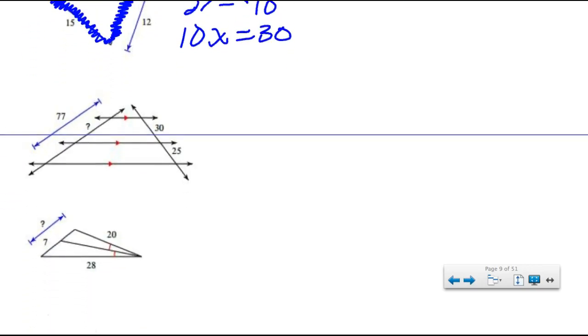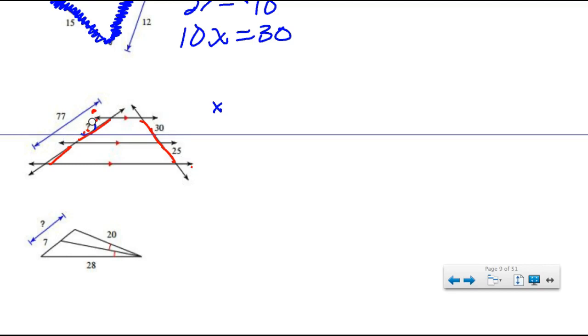On the next one, same thing. I'm going to set up a proportion. I'm going to call this question mark x. Now there's lots of things I can do here, and I'm going to pause a minute before I set up my proportion. I can say x is to 30 as 77 minus x is to 25. That's totally legal to do. Or if I want to make it a little simpler, I can say x is to 77, like the whole way, as 30 is to this whole way. So you can set them up. All the parts are in proportion. So it's kind of nice. You have an option as to what you want to set up.